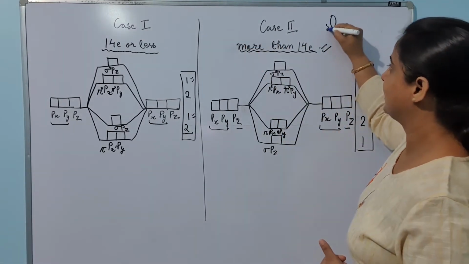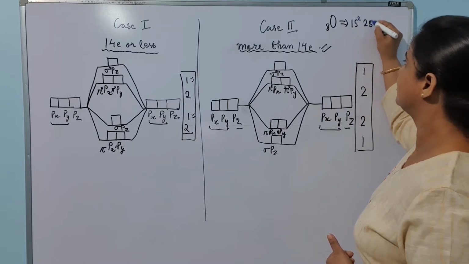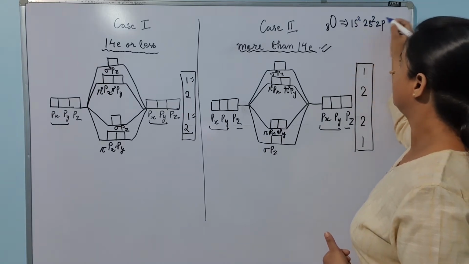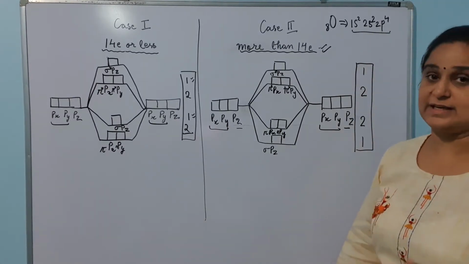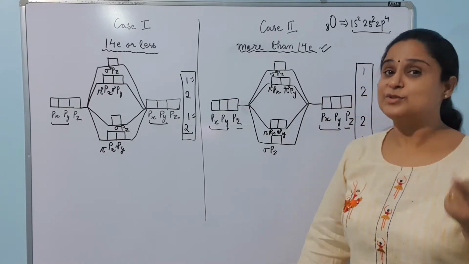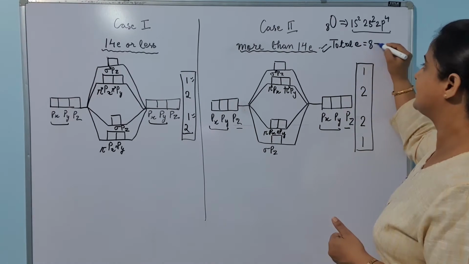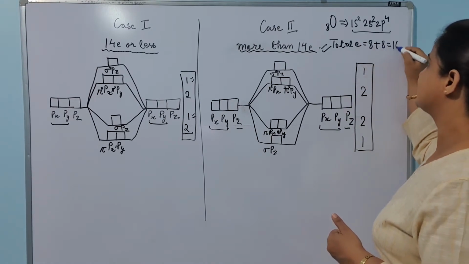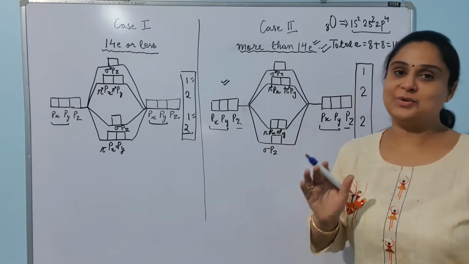Oxygen is O8, hence the configuration will be 1s2, 2s2, 2p4. So this is the configuration of oxygen. Another atom of oxygen will also have the same number of electrons in it. So the total number of electrons in the oxygen molecule will be 8 plus 8, that is 16 electrons. Let's start filling the orbitals for the oxygen molecule.